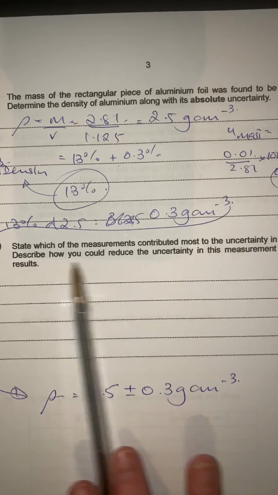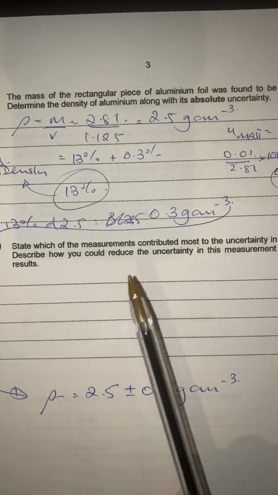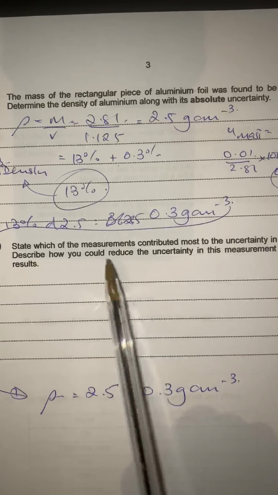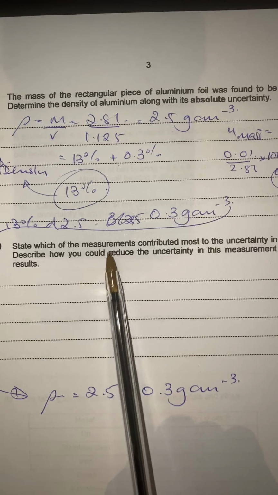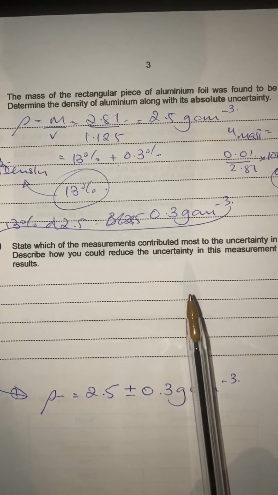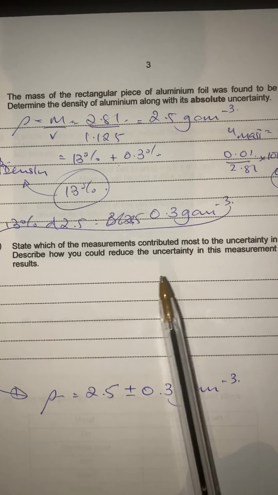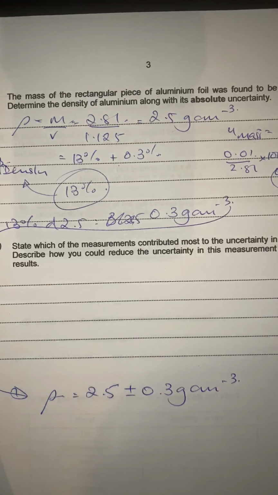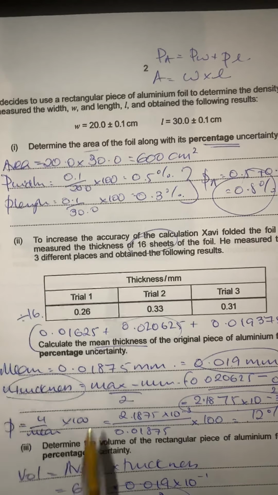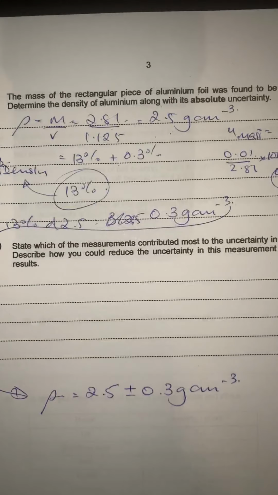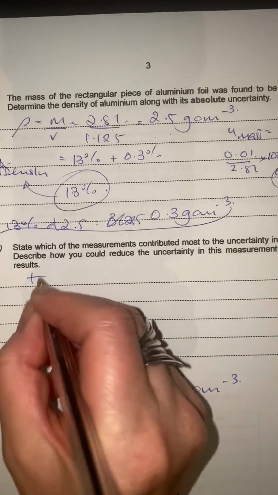Lastly, for 2 marks, this should be an easy 2 marks. Which are the measurements now, right? So we're looking for measurements. We didn't measure volume, did we? We calculated volume. Which of the measurements contributes most to the uncertainty? Which gave us the greatest percentage uncertainty? Here, the thickness, yeah? So the answer is thickness.